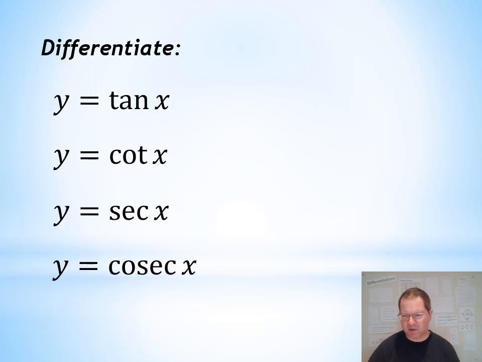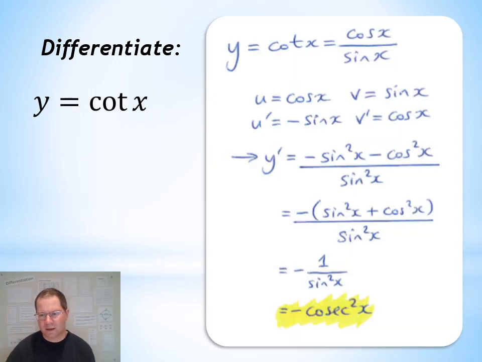So as I say, we've seen in the previous video how to differentiate sin x and cos x, and we've just used that then. And we've now looked at how to differentiate tan x. We could do something similar for cot x, sec x, and cosec x, because they can all be written as fractions as well. So y equals cot x can be rewritten as cos x over sin x. u is cos x, u dash is minus sin x. v is sin x, and v dash is cos x.